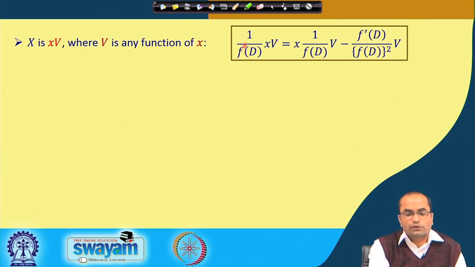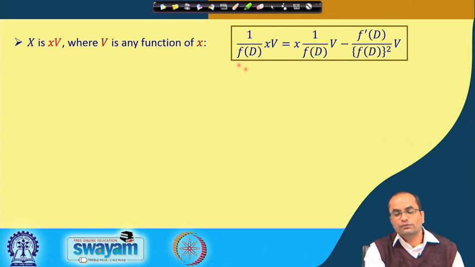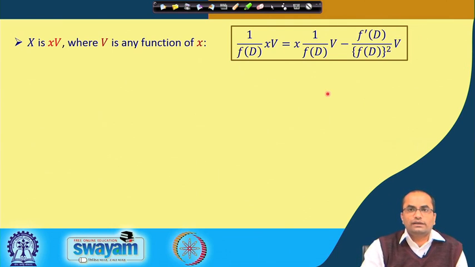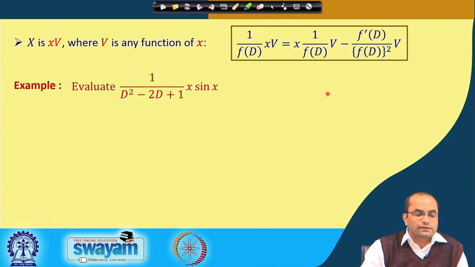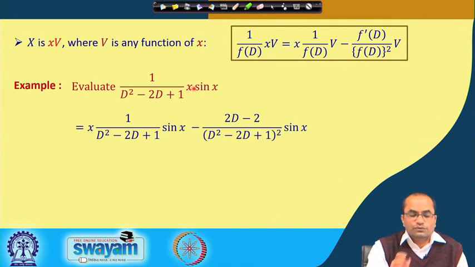Again, 1 over f(D) on x times v, where v is again a function of x. So, this formula says it is kind of a product rule. So, this x you can take out, apply this 1 over f(D) on v, minus f prime(D) over f(D) whole square, and apply on this v. So, with this formula also we can get the particular integral directly, like in this example 1 over D square minus 2D plus 1 applied on this x sin x. So, we will use this formula.